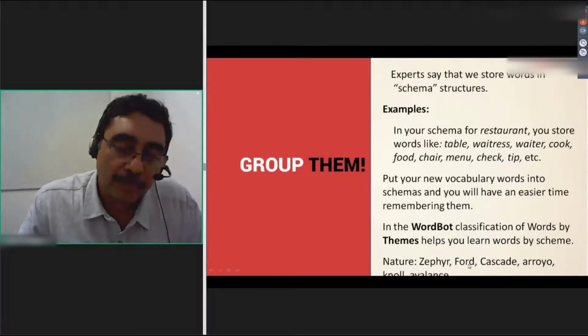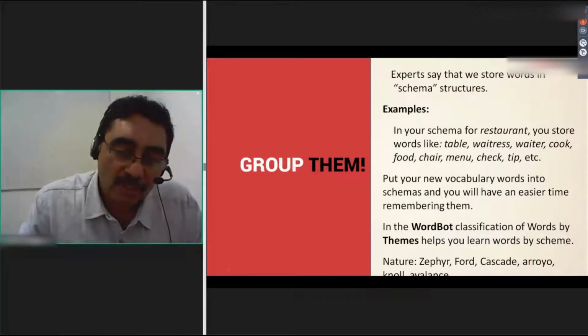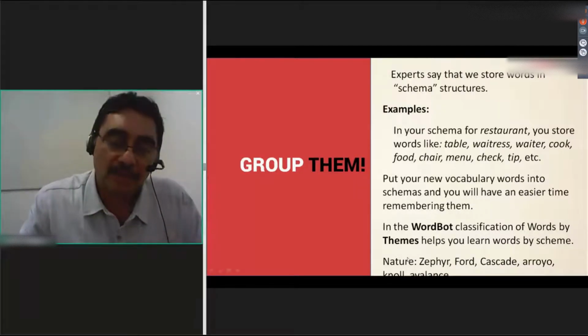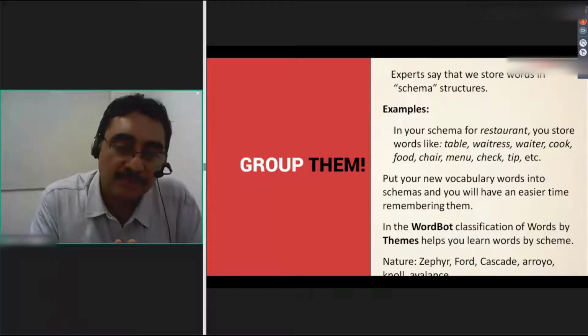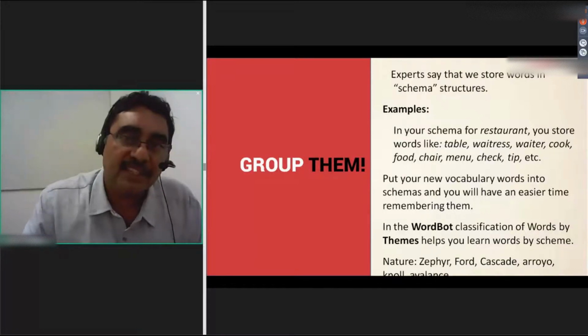Zephyr is a mild breeze. Ford is a point where the river becomes narrow enough that you can cross. So these are all words related to nature, and you'll find them in a theme called nature. Many of the word lists now classify words by themes to make it easy for you to learn related words together. So use these techniques rather than alphabetical.